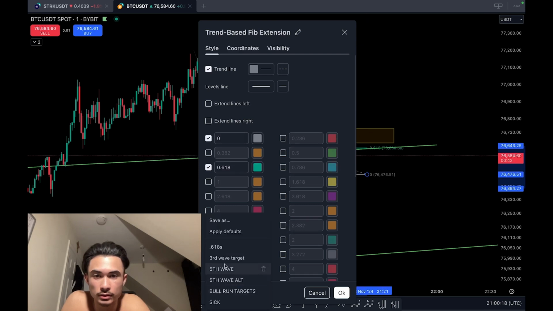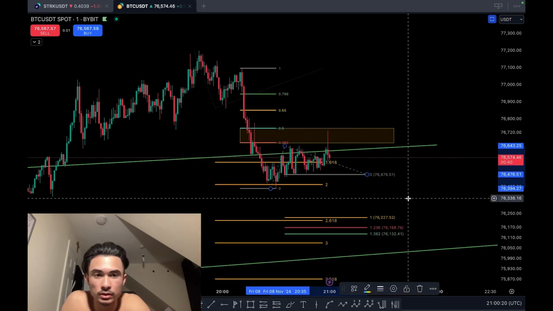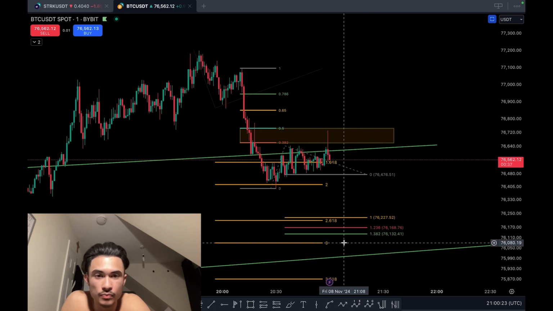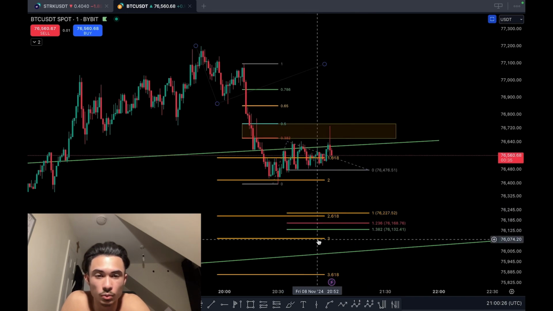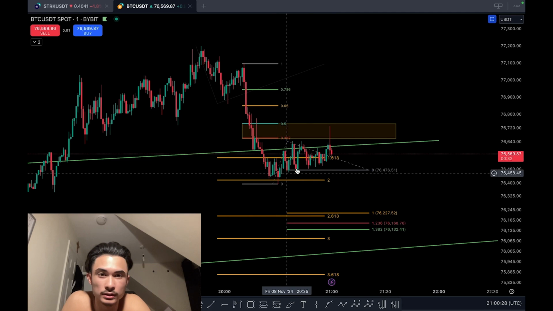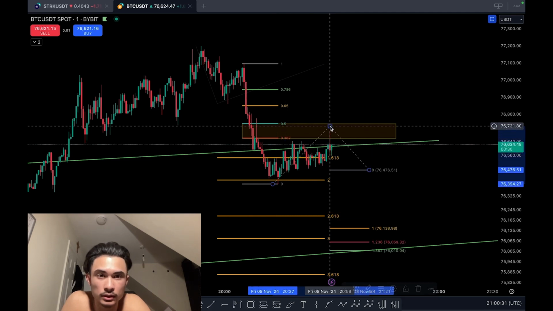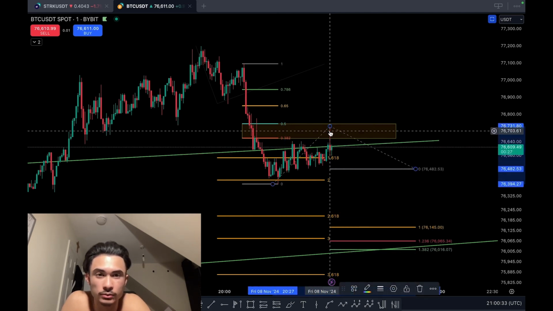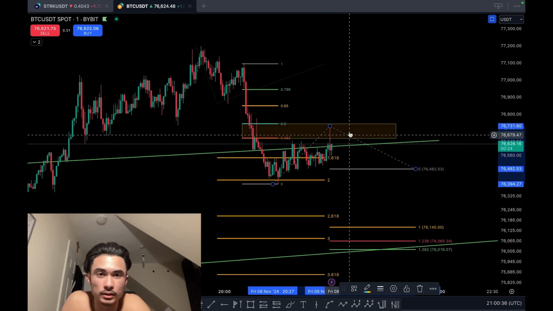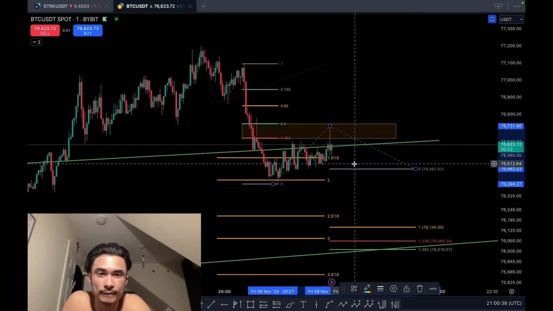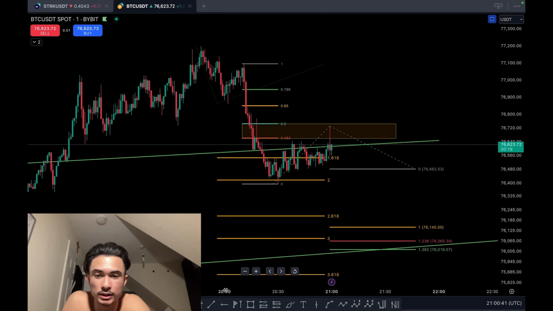Fifth wave targets are where the 2.618 and the 1 to 3 level is. You can see, actually, that's a lie. Fourth wave needs to play out a bit longer, see if we can fill that wick, come up higher, show that we're losing momentum, and then start rejecting.